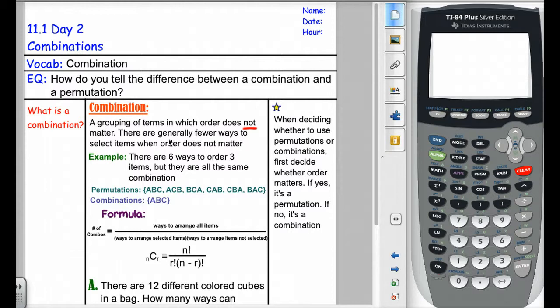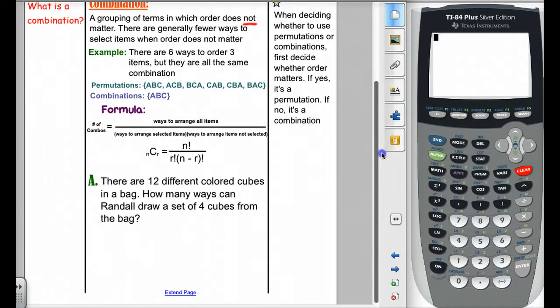If we put this to use, there are 12 different colored cubes in a bag. How many ways can Randall draw a set of 4 cubes from the bag? What we mean is it doesn't matter what order we draw the cubes, because if we draw a pink and then a purple and then a black, or a black then a purple then a pink, it's still a black, a pink, and a purple cube. So it's a combination. We have 12 cubes and we're choosing 4 of them at a time. Our 12 is our n, and our 4 is our r.